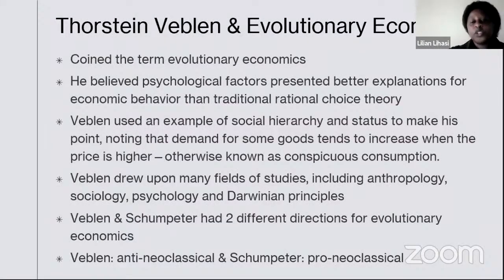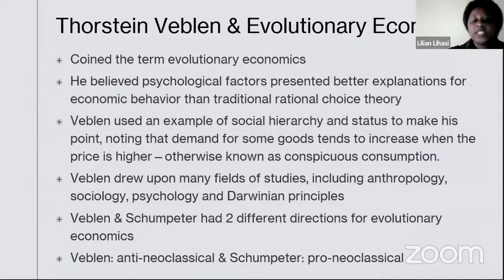Within these evolutionary economics, we have certain researchers that have contributed more to this. As we had indicated about Veblen, he's the one who coined the issue of evolutionary economics. And he believed that psychological factors are better at explaining economic behavior than traditional rational choice theory. He used the example of social hierarchy and status to make his point, noting that demand for some goods tends to increase when price is high. He called it the conspicuous consumption theory.